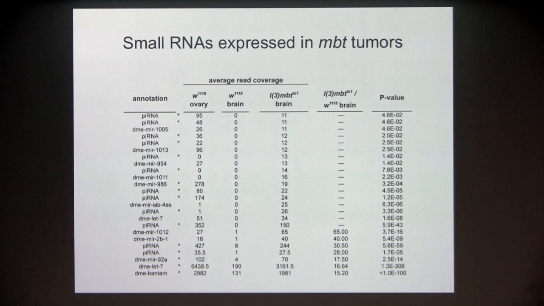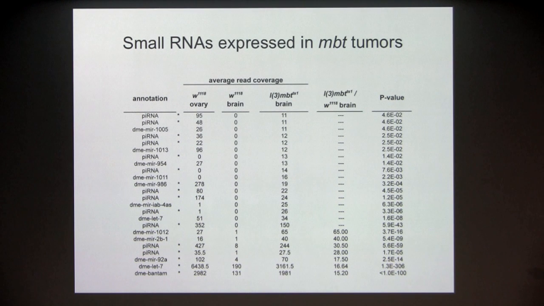So although we have found many of the genes that are involved in piRNA biogenesis, the small non-coding RNA biogenesis, we actually wanted to know if these small RNAs are really synthesized in these brain tumors. So we performed a deep sequencing analysis. As you can see here, our positive control is the wild-type ovary. This is our wild-type brain, and this is the MBT brain, which is growing at 29 degrees. So this is a tumoral brain.